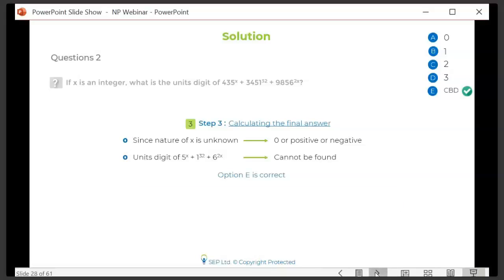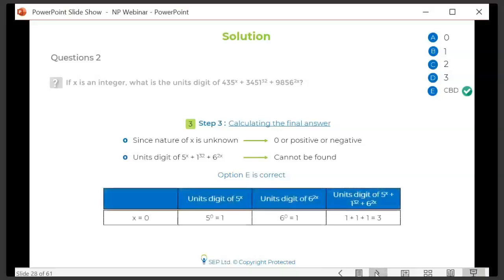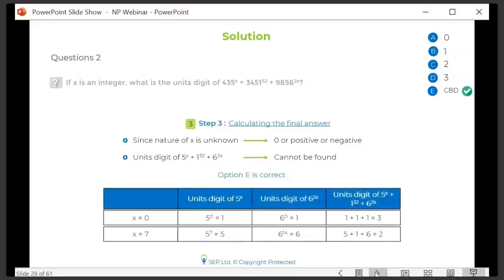Okay. And if you still have any confusion, I have two cases in front of me, which you can look at to understand why the answer is E. For example, if x is 0, the unit digit of 5 to the power x would be 1, 6 to the power 2x will also be 1, and obviously 1 to the power 32 is 1, so you'll get 3. If x is 7, the unit digit is 5, 6, and obviously 1, so you'll get 2.